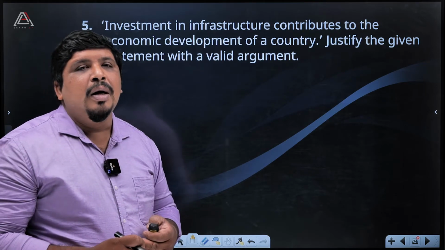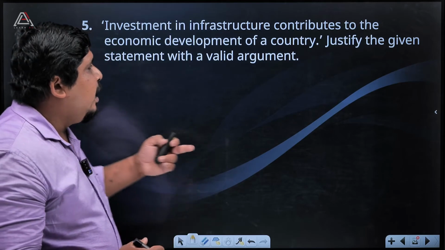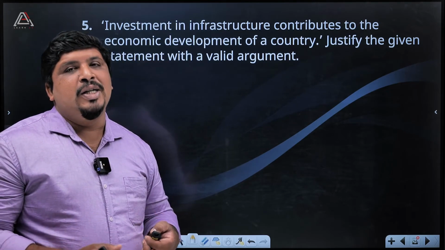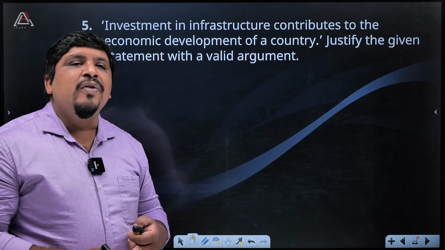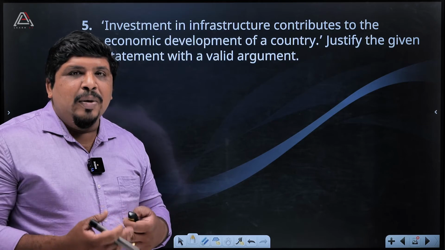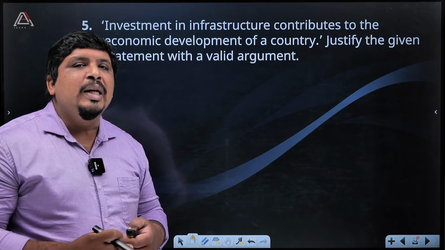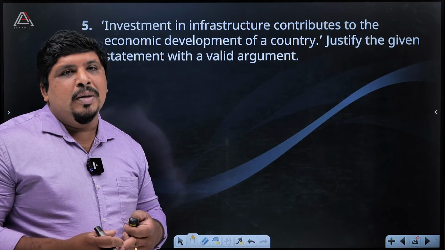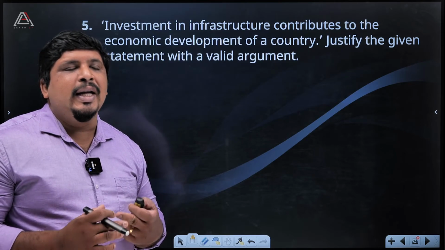Certain people write more about this because they are aware of investment in infrastructure. We are aware of the need for infrastructure development for the development of our economy. Certain people write more points, but you only have to write 2 points, and those 2 points should be key ones.